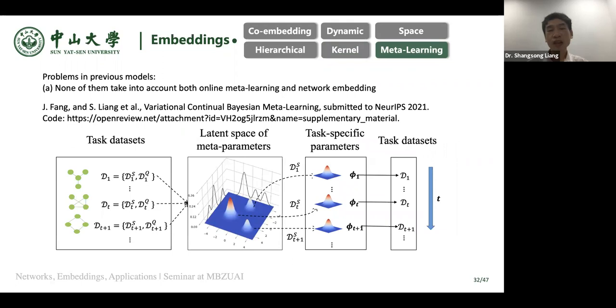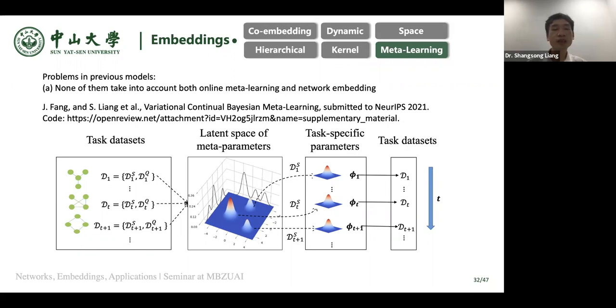Last month, we just submitted a paper to the NIPS conference. Working with my PhD student, we submitted a paper entitled Relational Continual Bayesian Meta Learning. The assumption made in this paper is that for some tasks we don't have enough data. So how can we deal with such tasks? What we can do is try to learn some shared knowledge, some shared experience, from existing tasks.